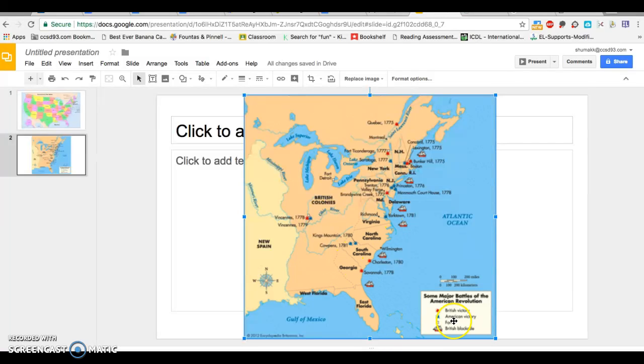The next thing you need to do is count up how many times the Americans won. It says American victory. That means the Americans won. So count up how many times the Americans won. Americans won here, they won here, here, here, here, here, here, here. And so you need to come up with the total number of times that Americans won and the total number of times that the British won.